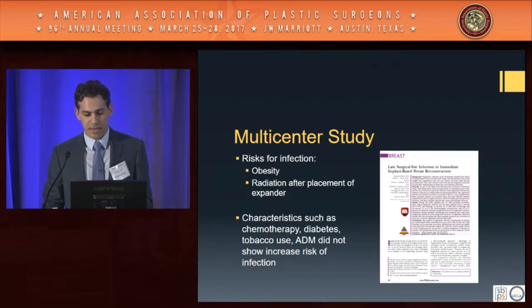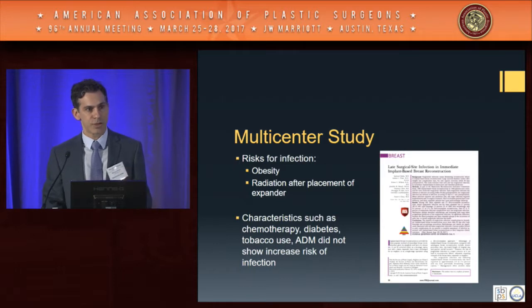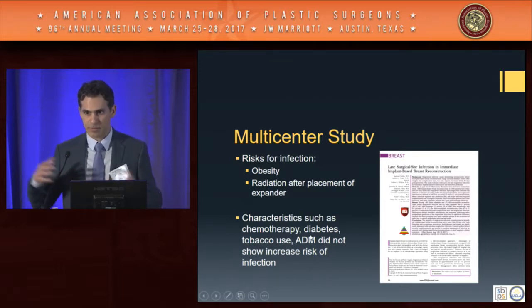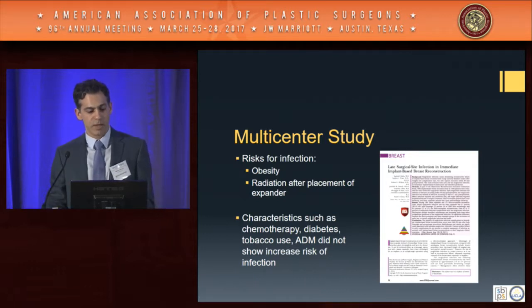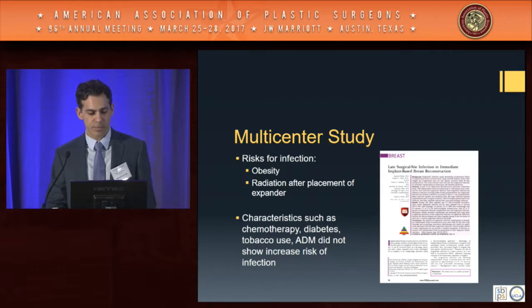And they found that obesity and radiation after placement of a tissue expander were really the only criteria that increased the risk for infection in a statistically significant way. These other criteria were looked at as part of the study, and once again, these patients are followed out for a year, so this is a pretty long term. They found that chemotherapy, diabetes, tobacco use, use of acellular dermis, none of those increased the risk of infection in a statistically significant way in that study.